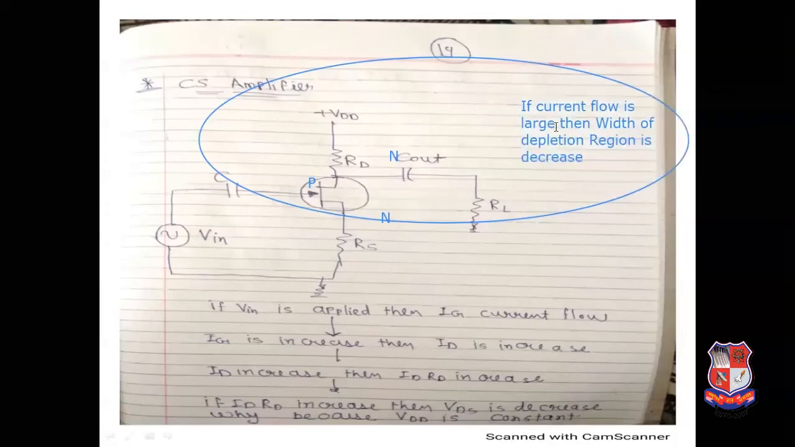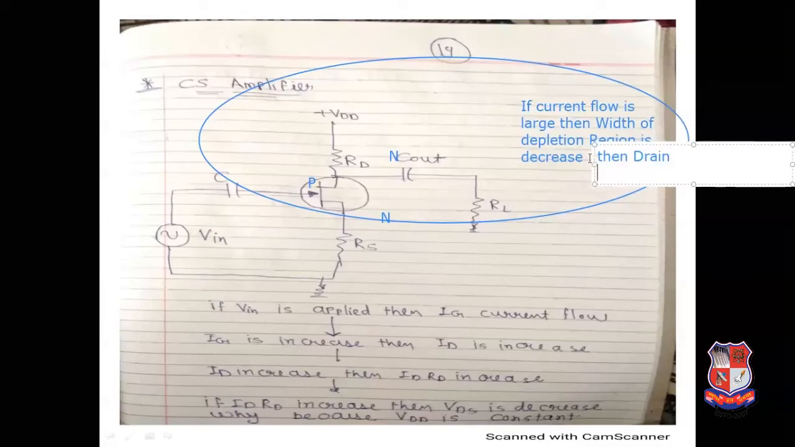Width of depletion region is decreased. But if current flow is large in gate, then width of depletion region is increased. So see here case 1, if current flow is large, then width of depletion region is decreased. Then drain current is maximum flow. See the construction of JFET related to my previous lecture.